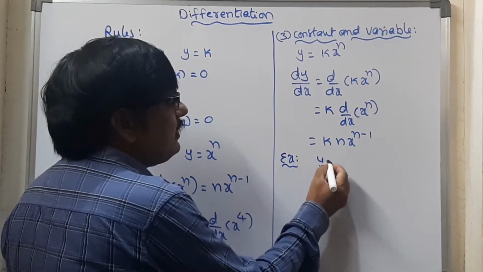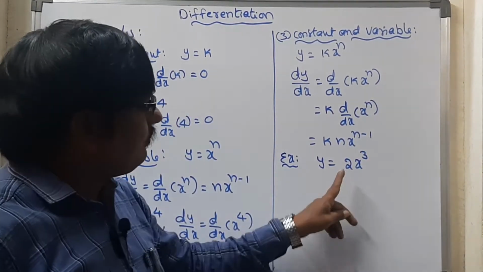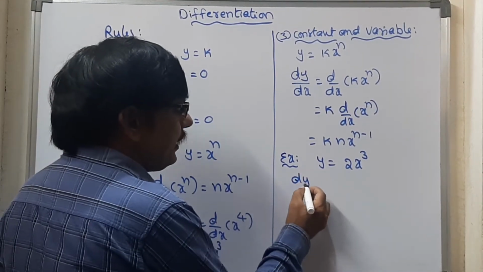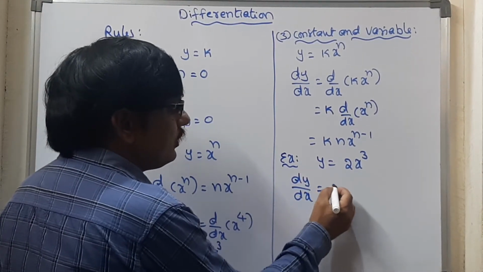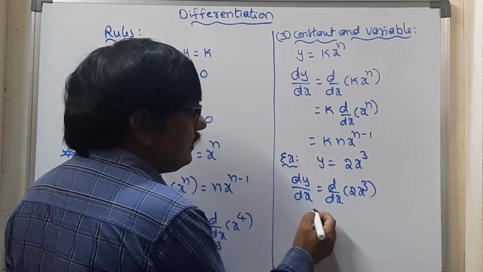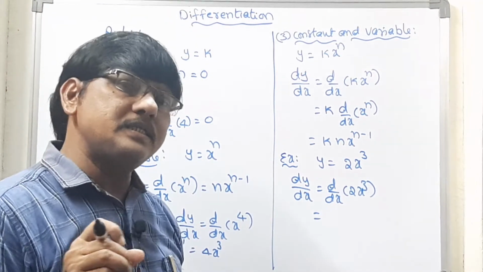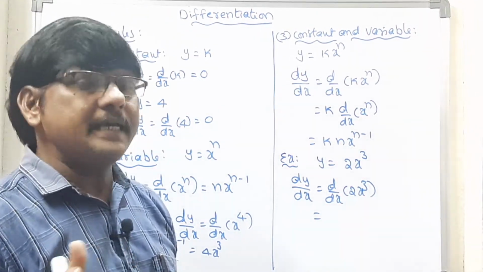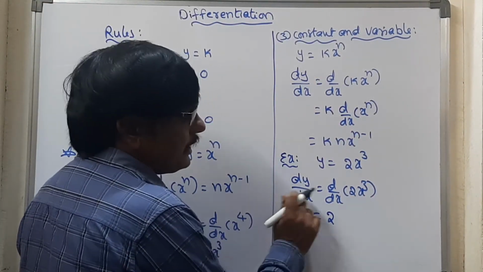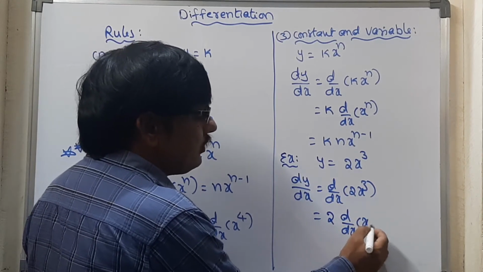For example, y is equal to 2x cube has been given. Then how can we differentiate this one? Very simple. dy by dx is equal to d by dx of 2x cube. The constant will become a prefix, so it comes from the front. We write 2 as the constant, and then we differentiate d by dx of x cube.